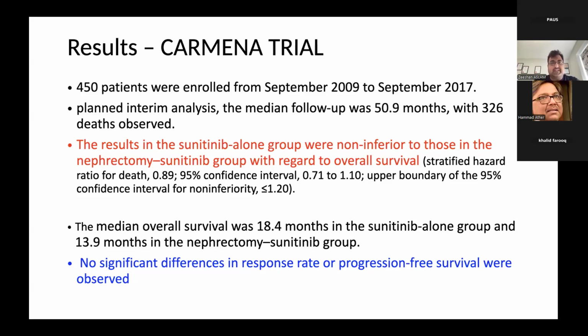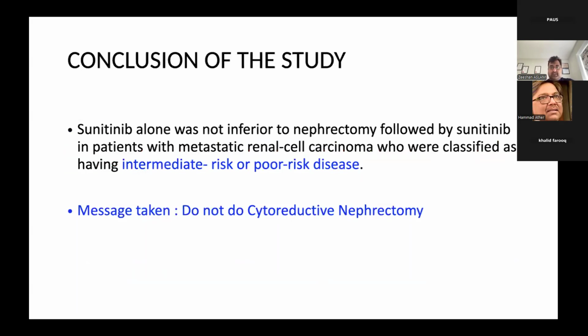The results were that the sunitinib alone group was non-inferior to the nephrectomy with sunitinib group with regard to overall survival. And there were no significant differences observed in response rate or progression-free survival. So what was the conclusion of the study? That sunitinib alone was not inferior to surgery plus sunitinib in patients with intermediate risk or poor risk disease.